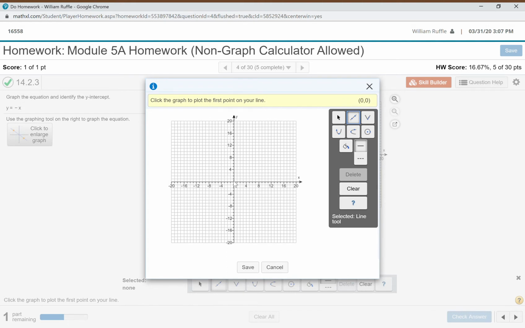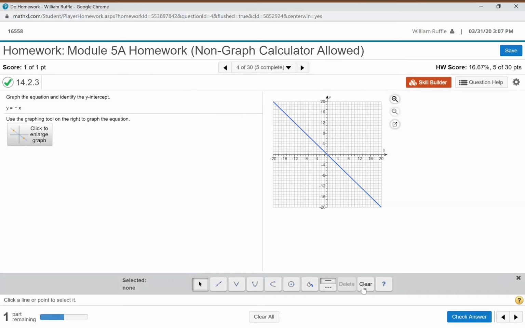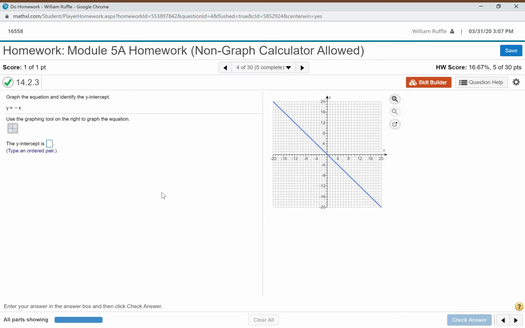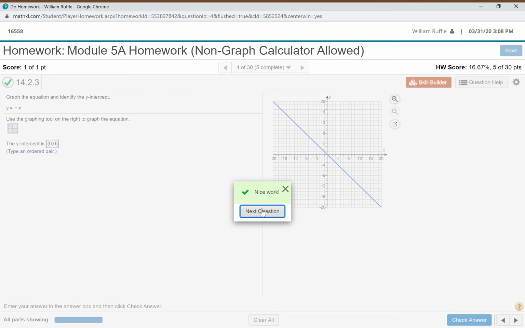So I click on there. And you can see as I move my mouse around right up here, that's where I am. I want to go to 0, 0 first. Then I want to go to 1, negative 1. So I go 1, negative 1. I click. I save. I check my answer. And I'm good to go on that. Now I need to do the y-intercept, which is 0, 0, because that's always the first point I pick. And there's my graph. Okay.